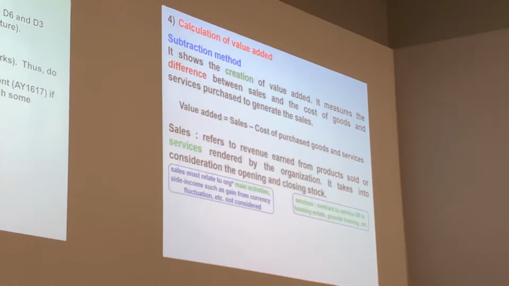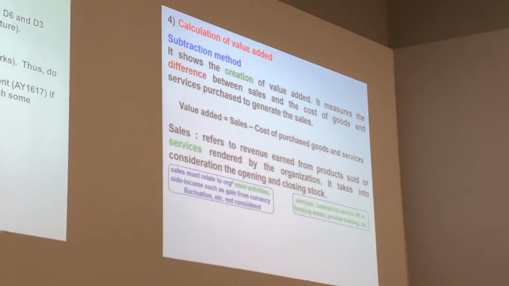Value added calculation. There are two ways you can calculate value added from the profit and loss statement. One method is the addition method. The other method is the subtraction method. So, addition method, subtraction method.